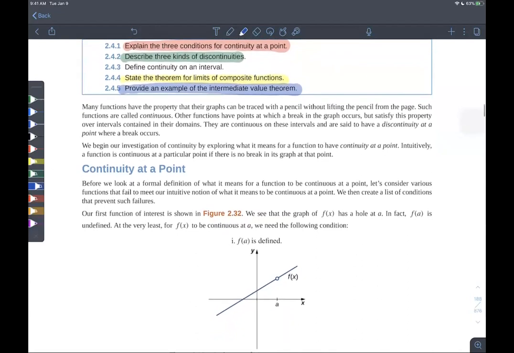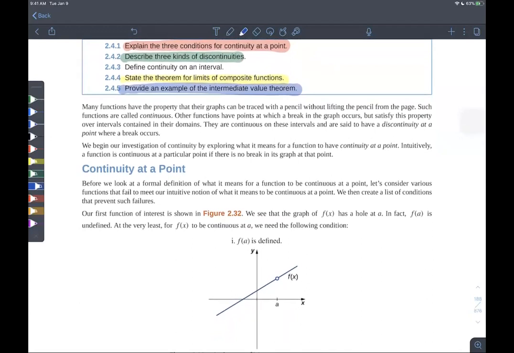All right, so as usual, we're just reading through the book. So let's go ahead and get started. Many functions have the property that their graphs can be traced with a pencil without lifting the pencil from the page. Such functions are called continuous.